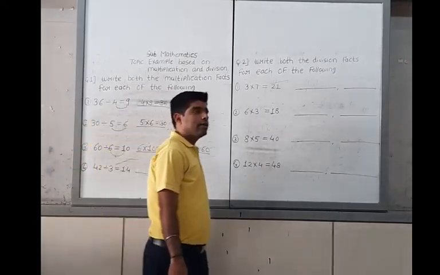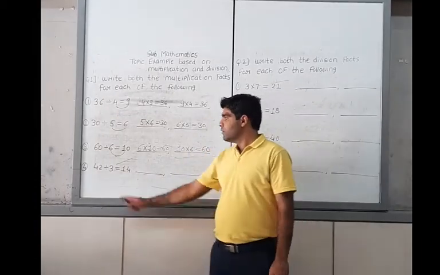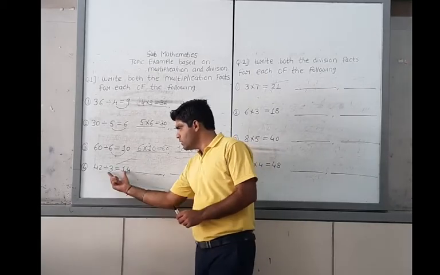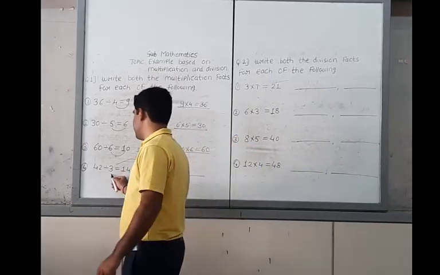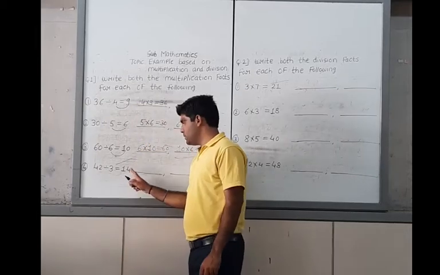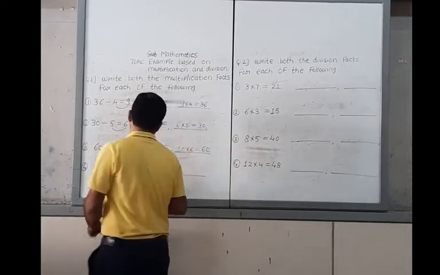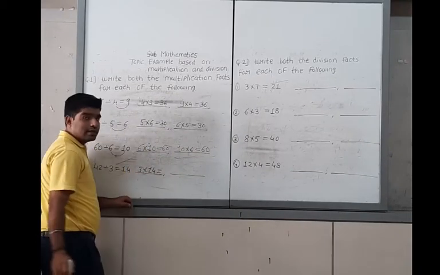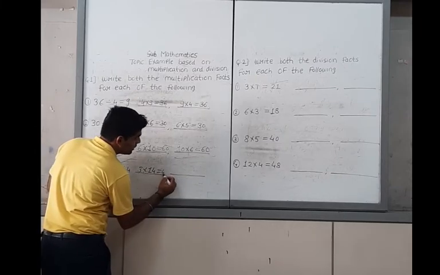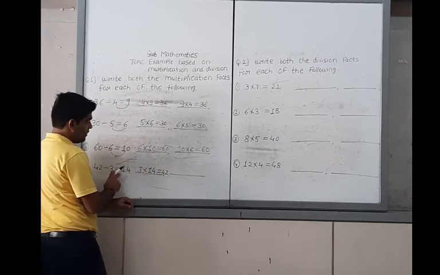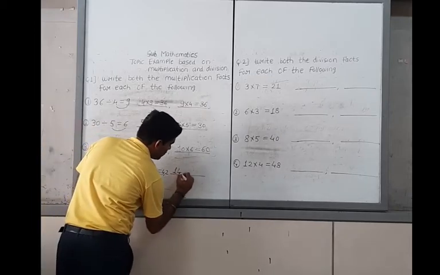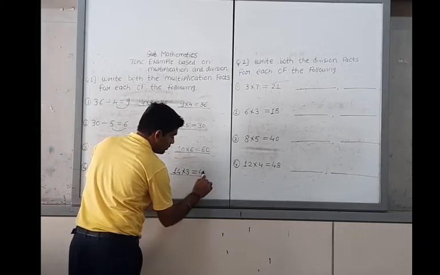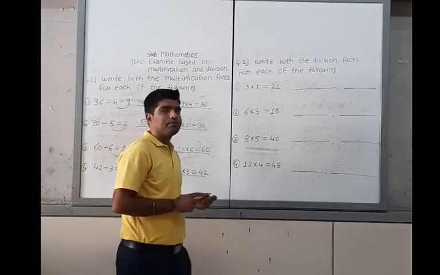Same way, you have to write down the last example. This one is 42 divided by 3, a simple division, which is equal to 14. Now we have to multiply. This is 3 multiplied by 14, and the next one is 14 multiplied by 3. Your answer is 42. This 42 also comes here. Same way, 14 multiplied by 3 is 42. This is 42, and this is 42.